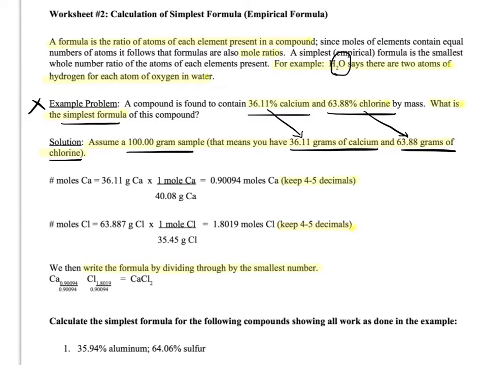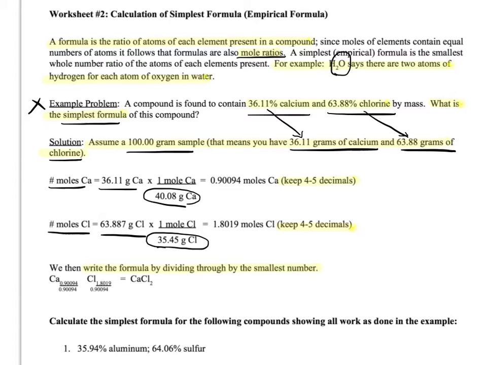Now, remember we said that formulas are not gram or atom or molecule ratios, but mole ratios. So what we need to do is we need to convert the number of grams that we have for calcium and chlorine into the number of moles. And you should remember how to do that because we've been doing it since the mole packet. We use the molar mass, right? So if you go look up calcium on the periodic table, you'll see that it has a mass of 40.08. And if you look up chlorine on the periodic table, you'll see that it has a mass of 35.45.